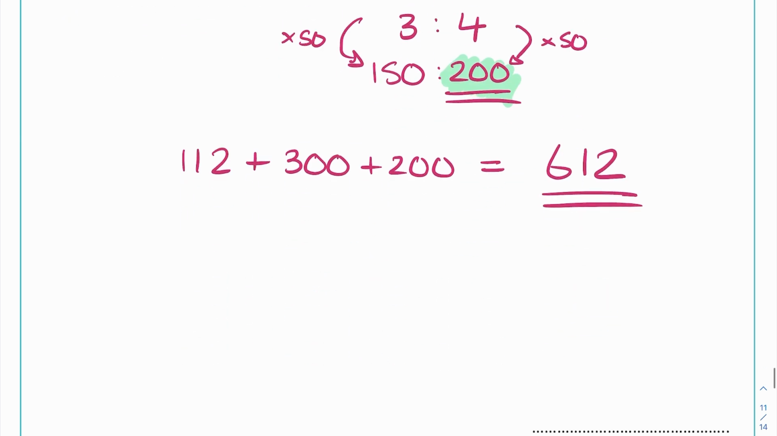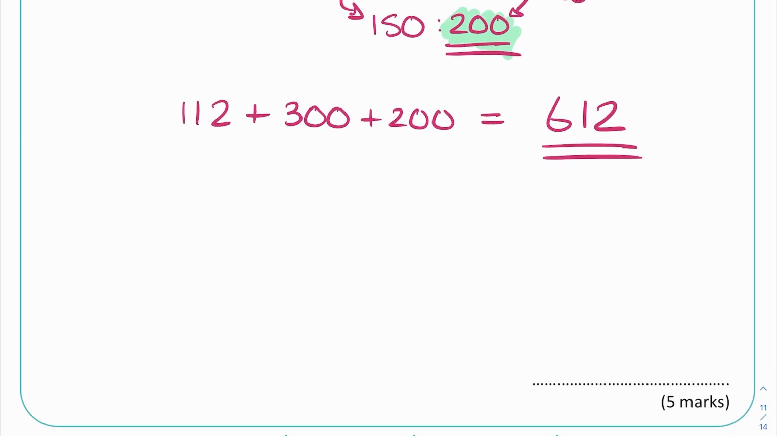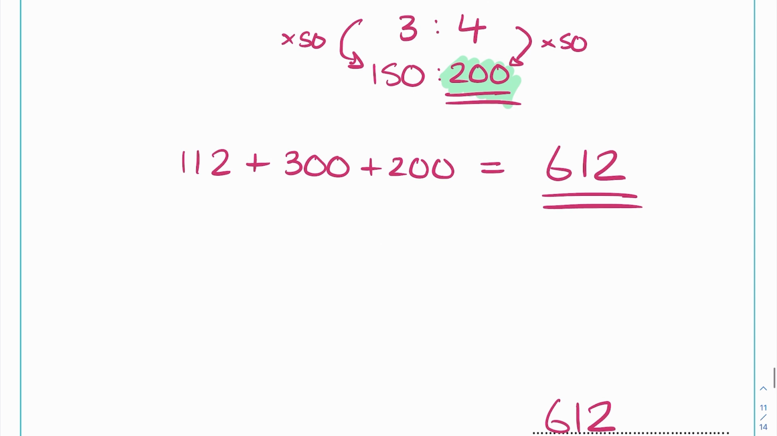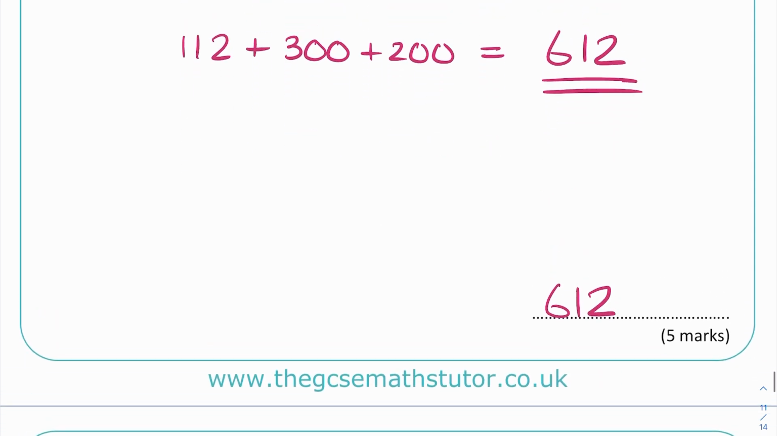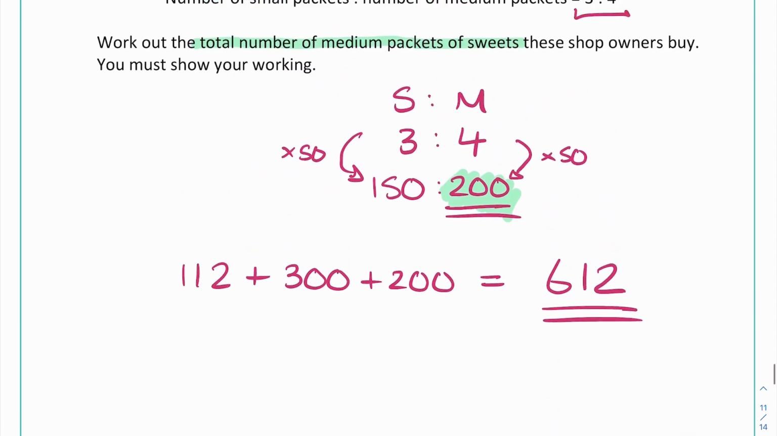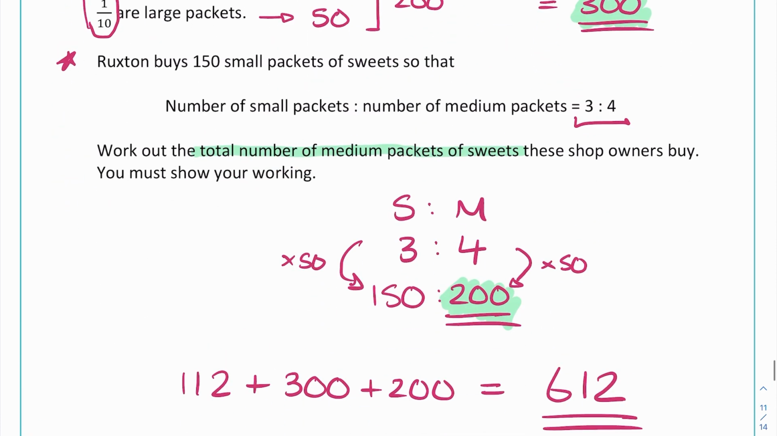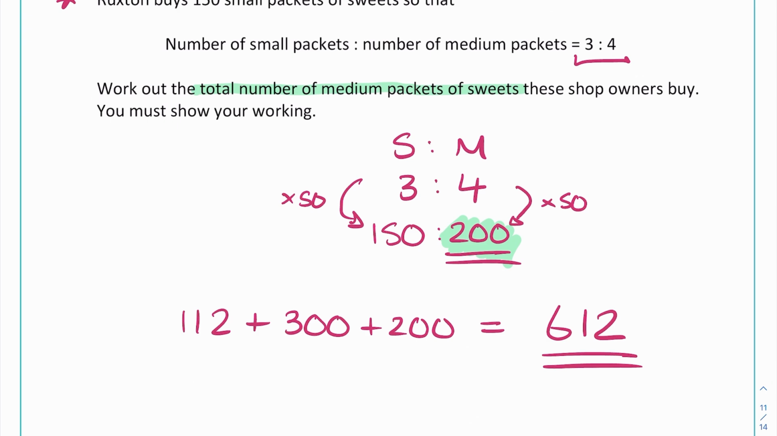So that's 612 in total, so down here 612. I think it'd be fine to just write 612 there. It's just showing the total number of medium packets, so we don't need to write 612 medium packets. It did actually ask us just to work out the amount of medium packets. So not too difficult there if you know percentage of an amount, you know fraction of an amount, and you know your ratio problems relatively well.